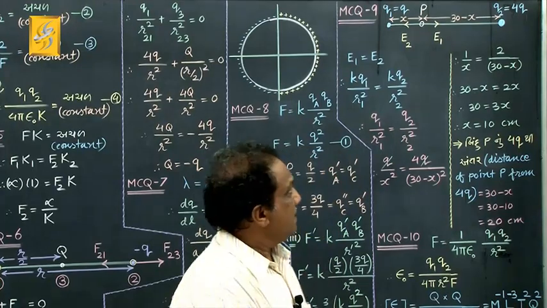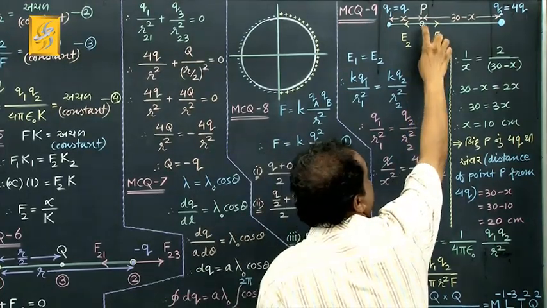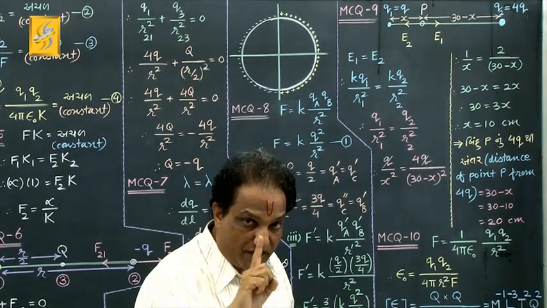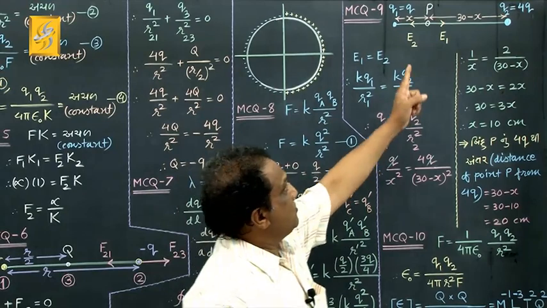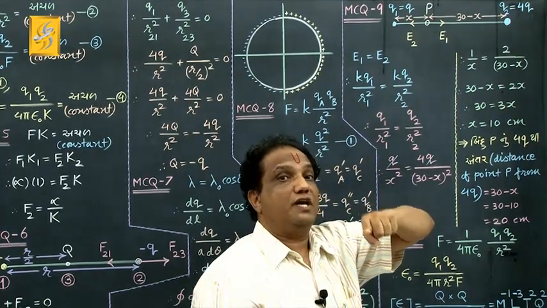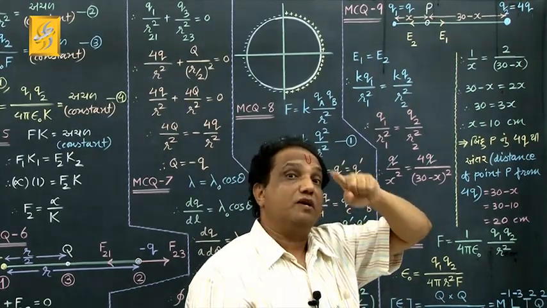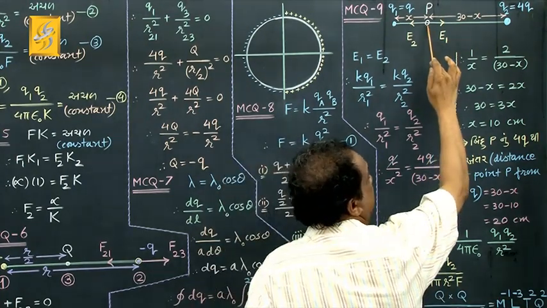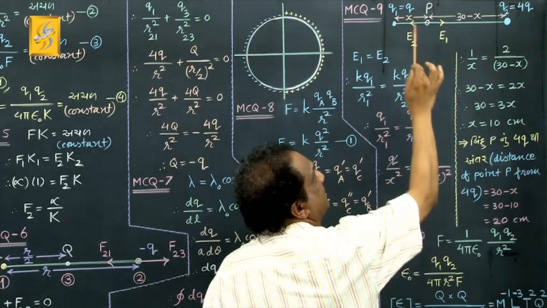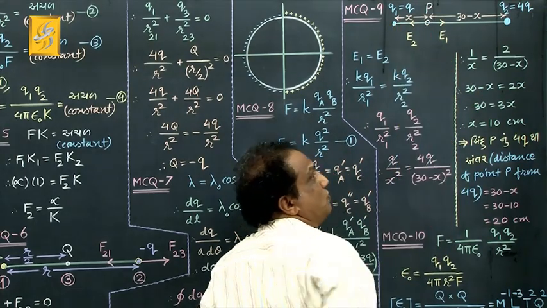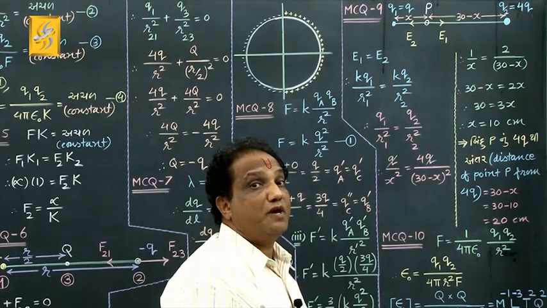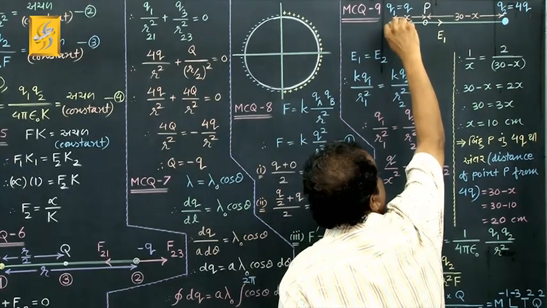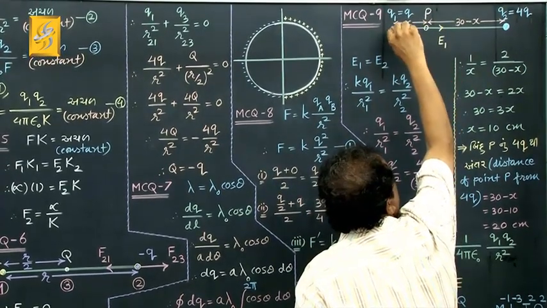Such a point, such a position where resultant electric field becomes 0 is called a null point. Now, first of all, try to understand how the resultant electric field becomes 0 at that point. Suppose that position is this. For a positive point charge, don't you know the electric field produced by a positive point charge is always away from it? So it should be this way.